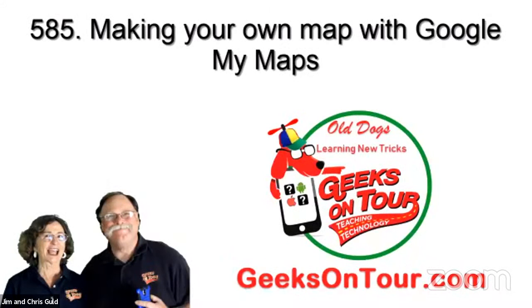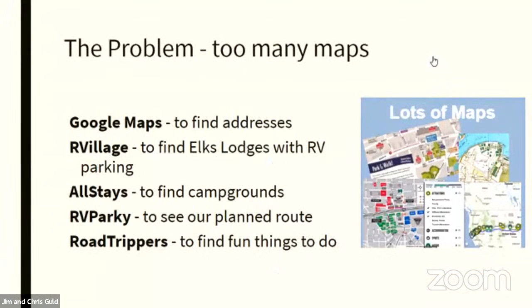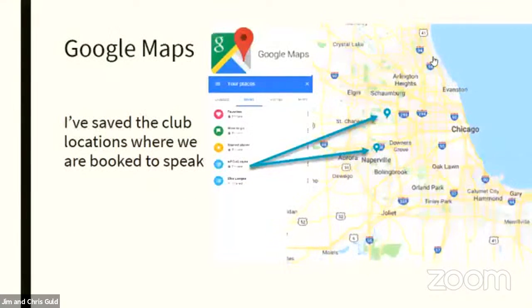Hi, this is Crystal with Geeks on Tour, and this tutorial video is about making your own map. When you're researching places to go and places where you can stay nearby, do you use a lot of maps like we do? I use Google Maps, Our Village, Allstays, RV Parky, and Road Trippers. I want to collect my information all in one map.